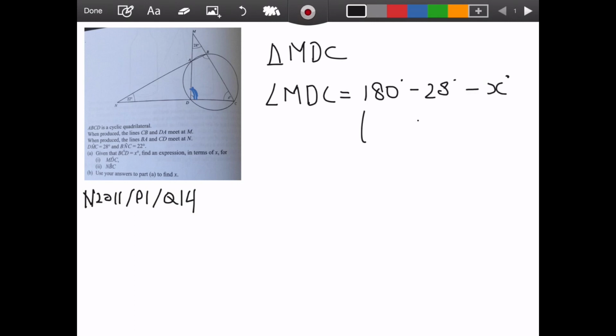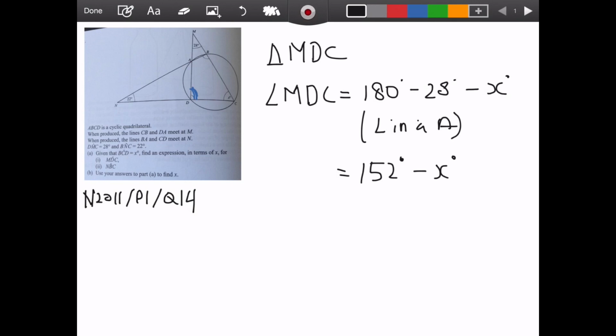And this is an angle in a triangle, right? So what is this equal to? Let's get out our calculator. 180 minus 28, it's 152 degrees. 152 degrees minus x degrees. Okay, so this is the angle MDC.